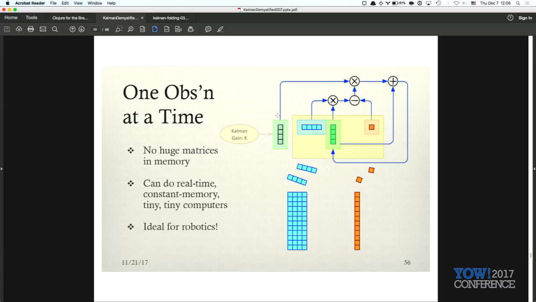Kalman works its magic like this. It does it one row at a time. I take one observation. I take one row. I put it in there. I multiply it by this magical thing called a Kalman gain. I'm going to tell you how that works.